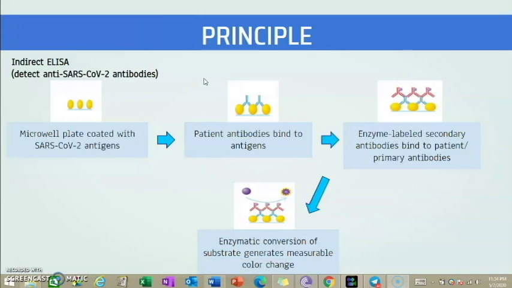Next, we move to the principles of ELISA. Basically, for the COVID-19 test, we use indirect ELISA to detect anti-SARS-CoV-2 antibodies. Firstly, the microplate is coated with SARS-CoV antigens. Specific antibodies bind to the antigens. After that, enzyme-labeled secondary antibodies will bind to the patient's primary antibodies. Next, enzymatic conversion of substrate generates a measurable color change.